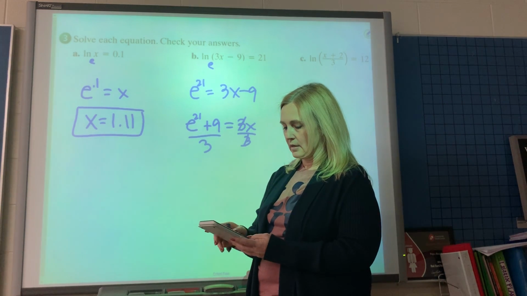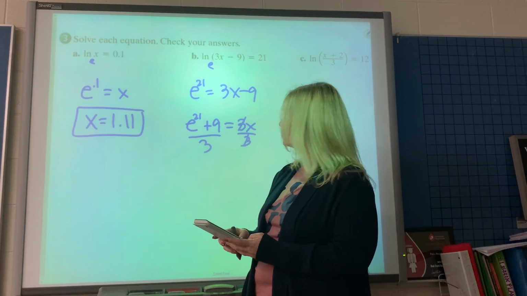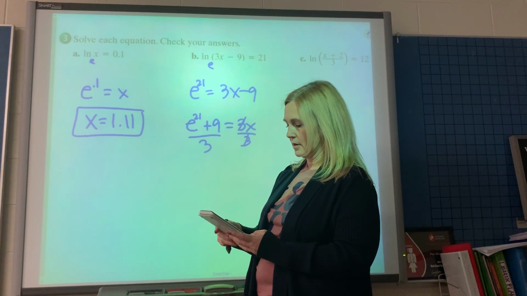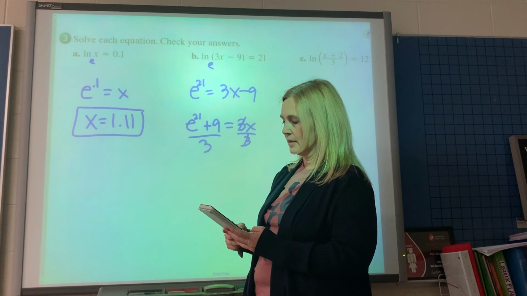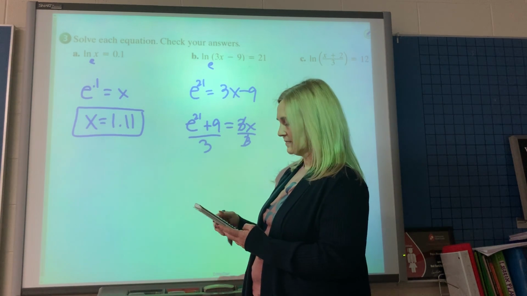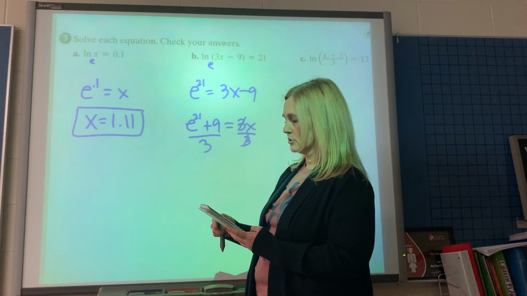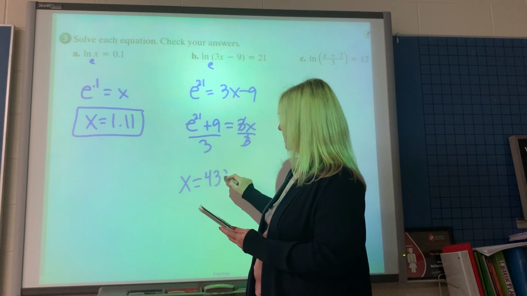So let's do that. Let's see. e to the 21st power. Make sure you go down out of the exponent and do plus 9. That is a large number. And then divide by 3. So answer, x equals 439.